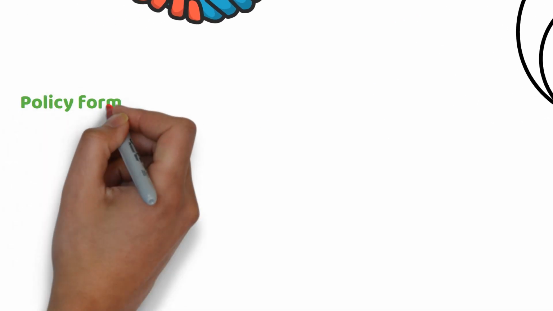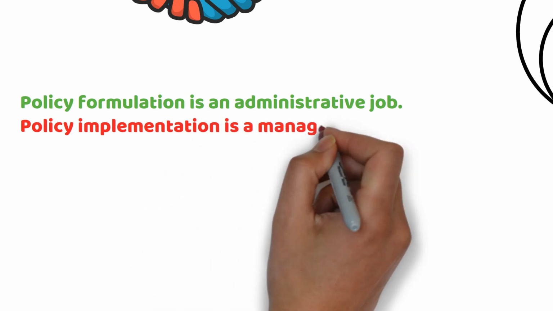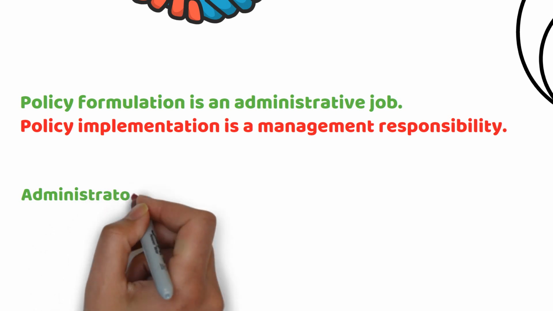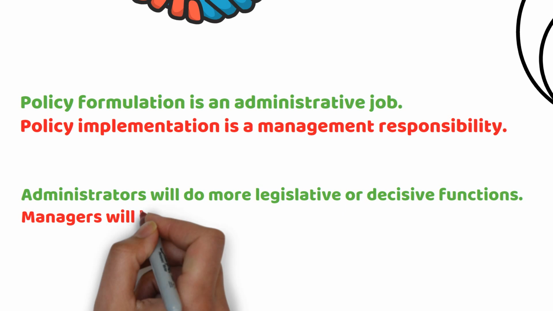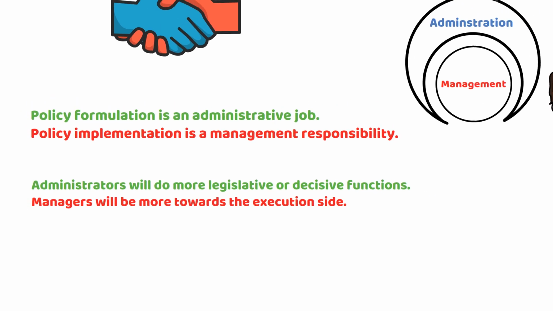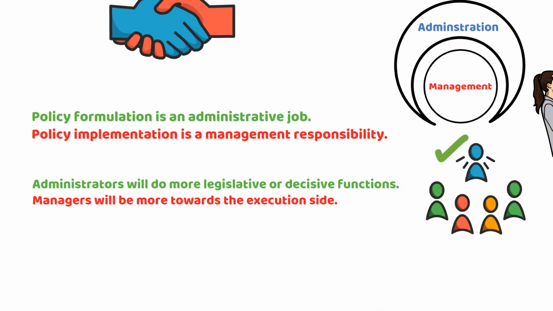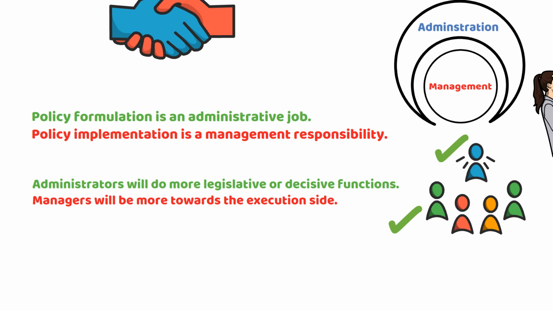Policy formulation is an administrative job, and policy implementation is a management responsibility. Administrators will do more legislative functions or decisive functions, while managers will be more towards the execution side. So we can say that administrators will be top-level authorities who decide what is to be done and when it is to be done, while managers will be positioned at mid and low levels to decide who will do it and how it will be done.